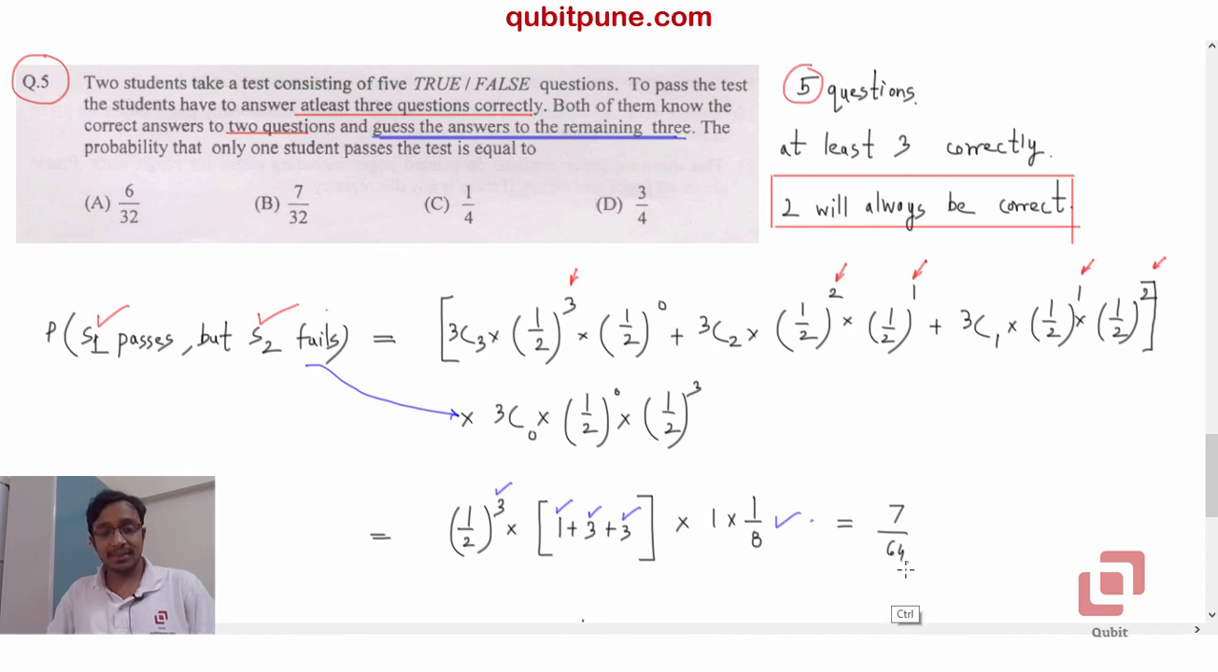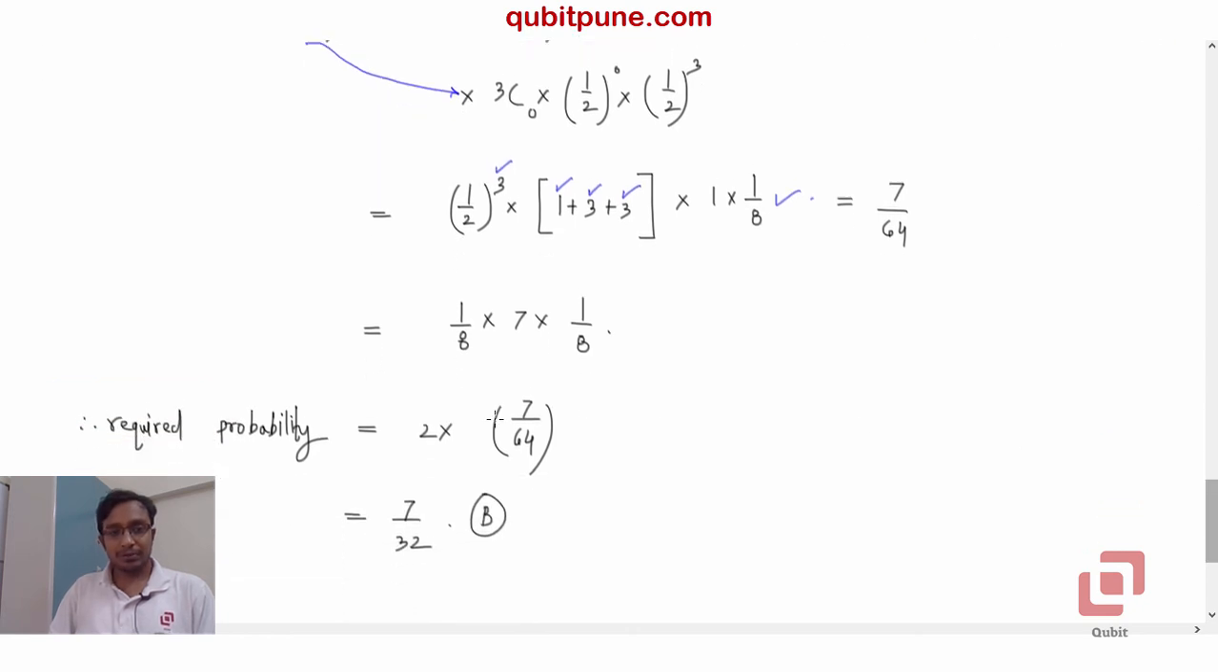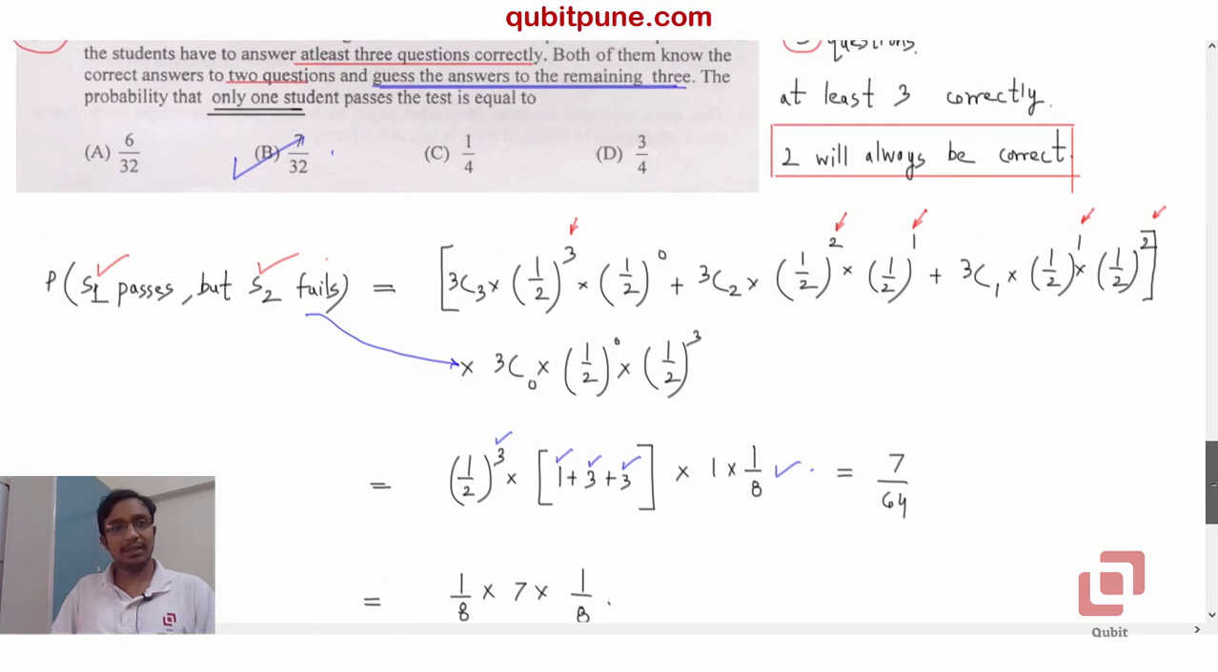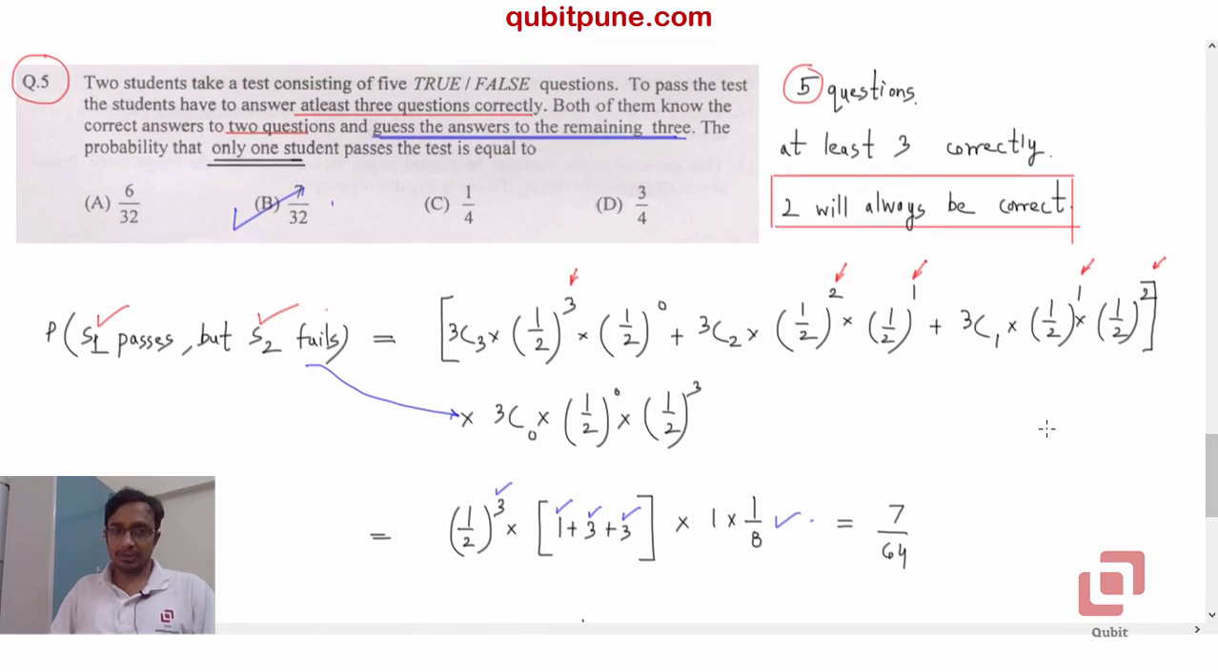But we can also have the other possibility where S1 fails but S2 passes, because we want only one of the students to pass. So we must multiply our answer by 2 in order to get the required probability, which is 7 upon 32. So the required probability is 2 times 7 upon 64, because we are not giving any preference to S1 or the first student. Even if one of the students passes, we are happy with that. So the answer is 7 upon 32.